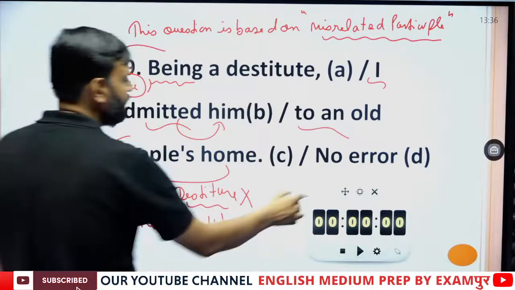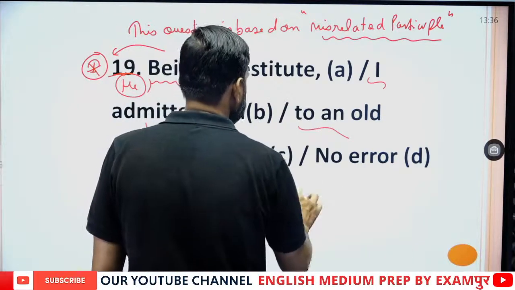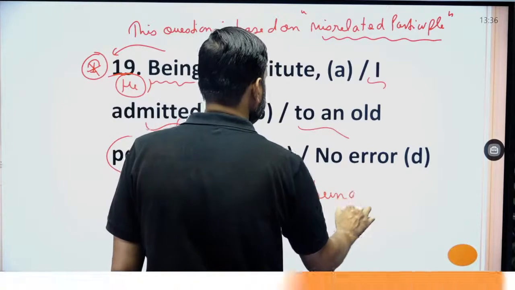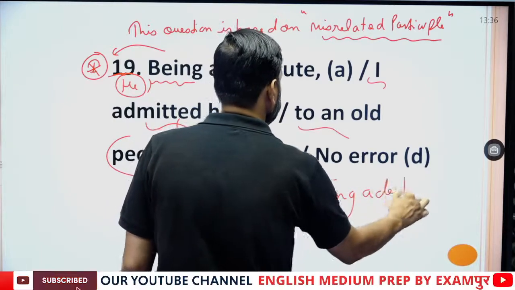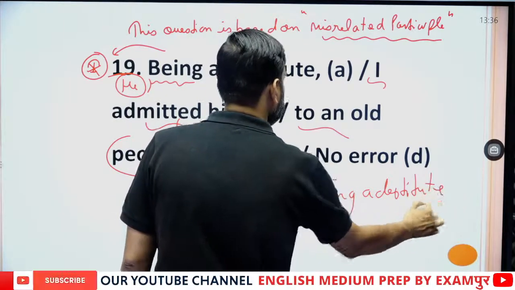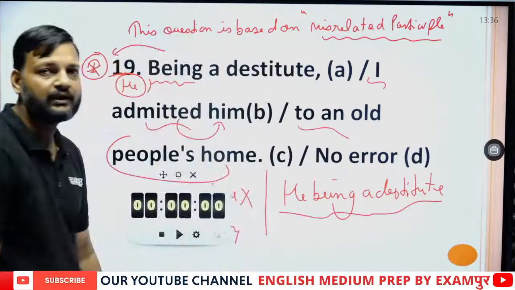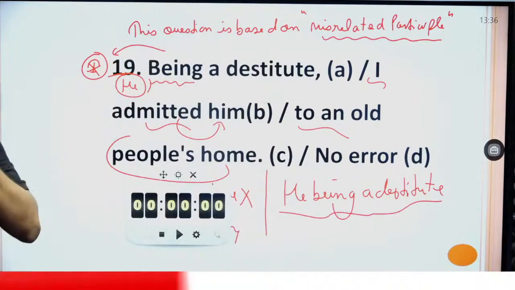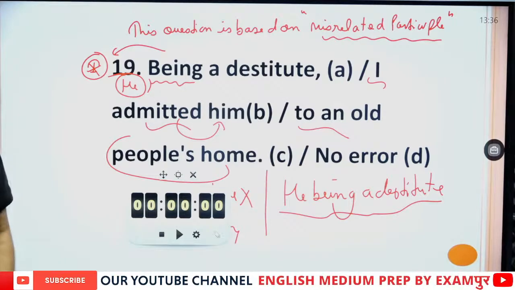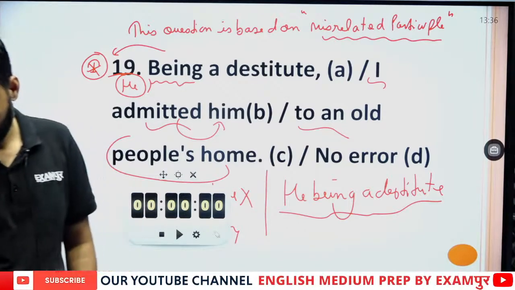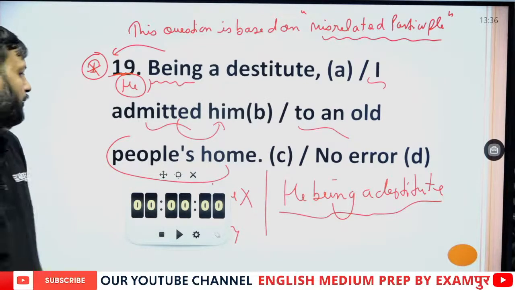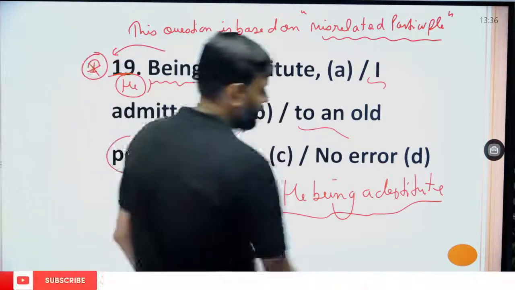So the sentence would be, "He being a destitute", which would be the correct answer. Okay, let's see the next question.